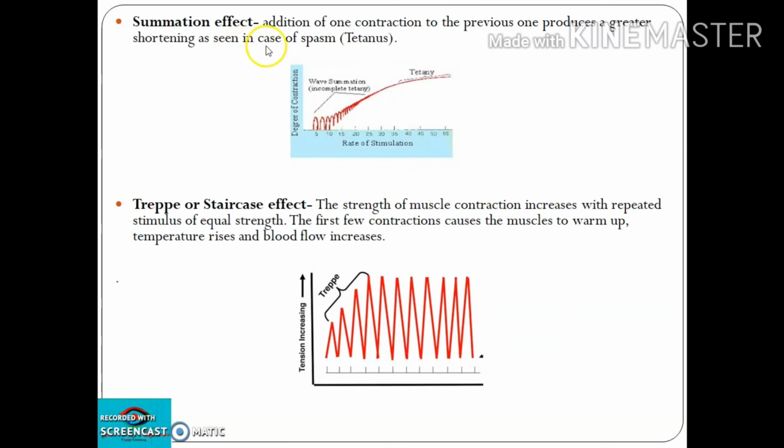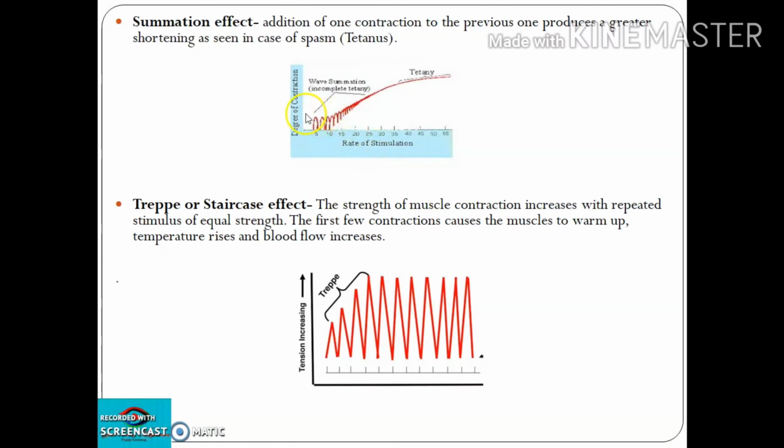Then there is the summation effect, meaning addition of one contraction to the previous one produces a greater shortening, as seen in case of spasm. Shortening here means contraction. Contraction would be greater. If relaxation does not occur after the previous contraction, then the second contraction also happens along with the previous one. So this will produce greater shortening of the muscle fibers. So this is what is seen.